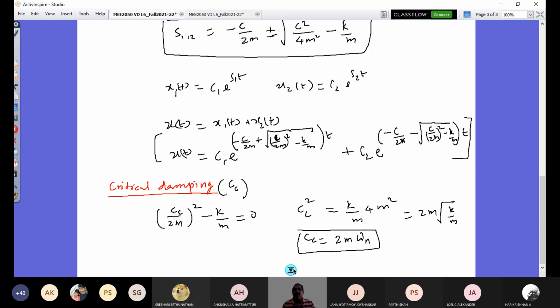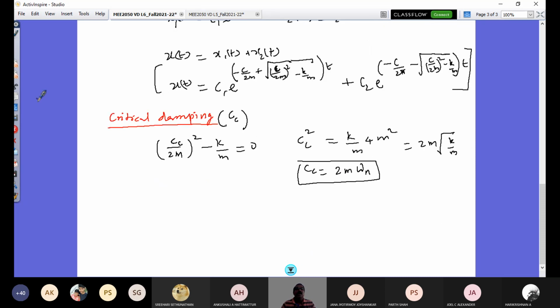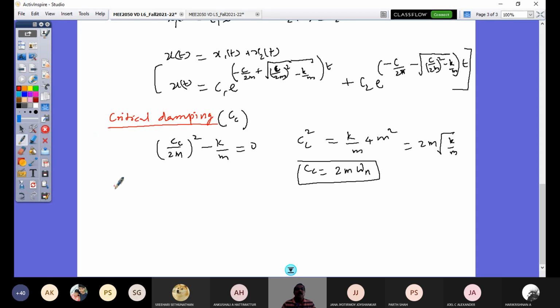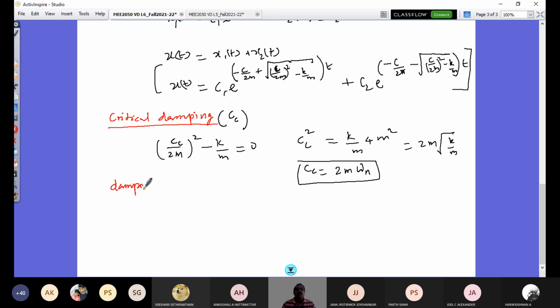So if we have critical damping defined like this, you can define another interesting factor called the damping factor. Damping ratio or factor it is called. So let's call this damping ratio, and this damping ratio is given with the notation zeta. This is damping ratio, and that is defined as C by Cc. So the ratio of the damping coefficient of the system to that of the critical damping is what is the damping ratio.